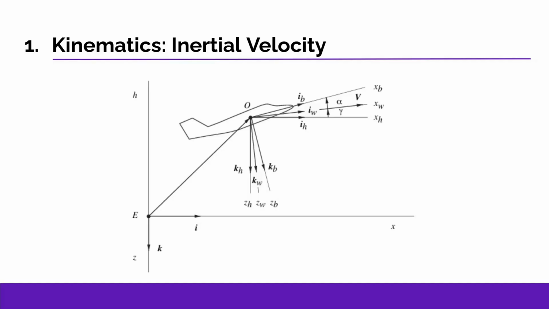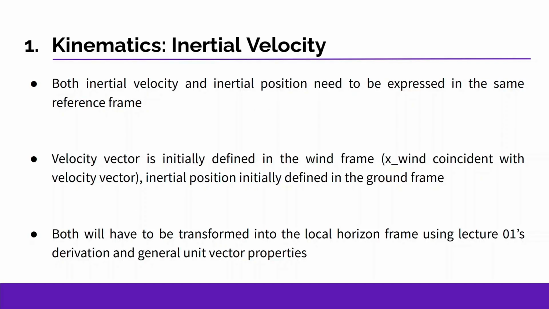In order to derive an expression for the inertial velocity, we're going to need to exploit the inertial position, as we know that the derivative of the inertial position is going to be equal to the inertial velocity. The issue here is that the velocity vector is initially defined in the wind frame, whereas the position vector is defined in the ground frame. So somewhere along the line, we're going to need to transform these vectors from their original frame to a common frame, which in this case is going to be the local horizon frame.